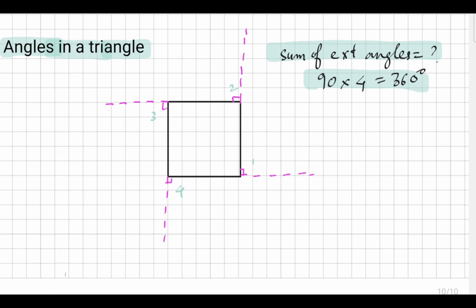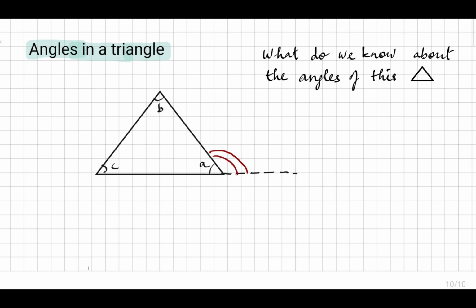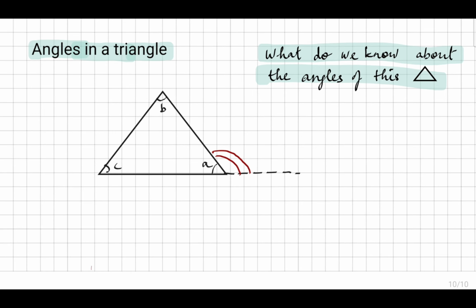Now let's get back to triangles. Here we have a triangle with internal angles A, B, and C. Let's also draw its exterior angle as shown here. Now, what can we tell about the angles of this triangle? First, let's call this exterior angle E.